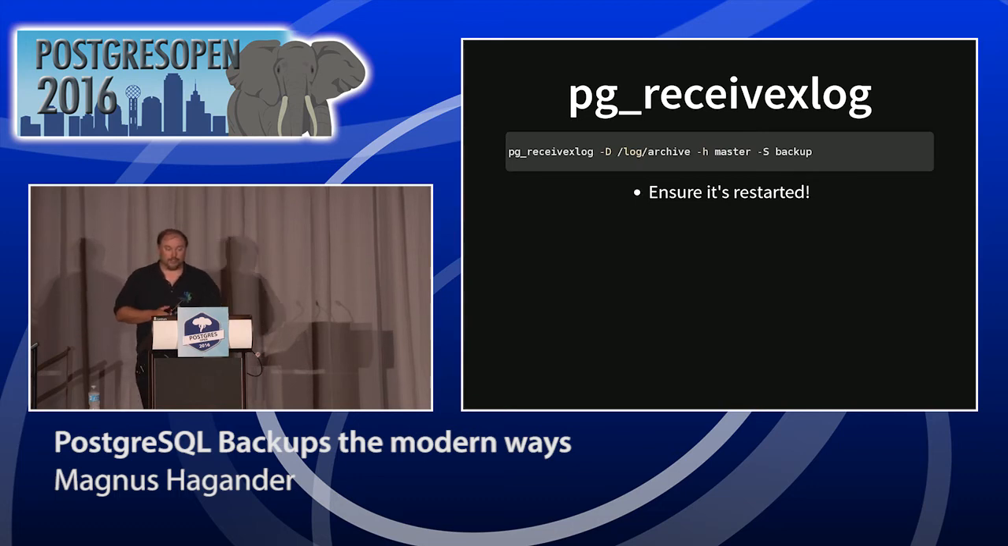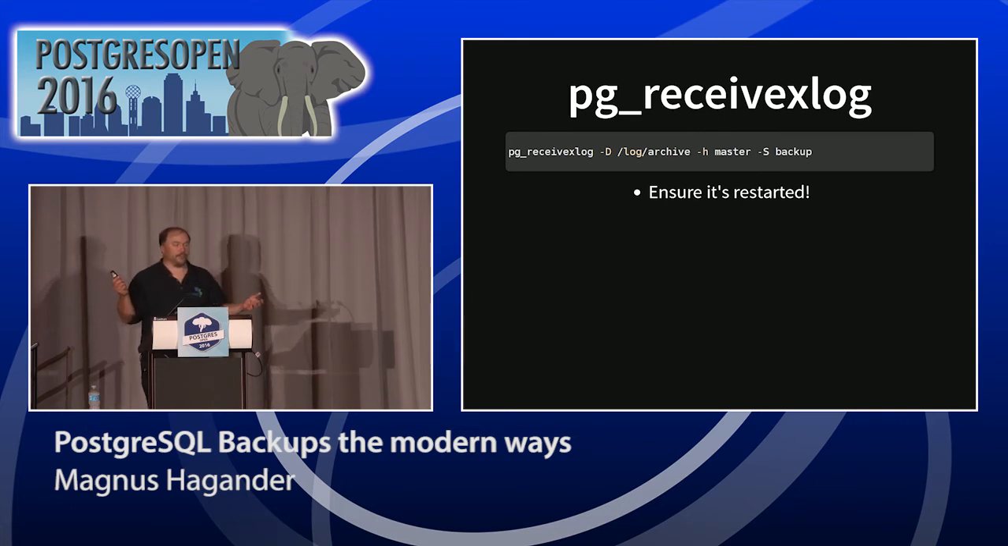Setting up pg_receivexlog, very simple. You say pg_receivexlog, you give it a directory. That is your log archive. You tell it where to connect to, which should always be over the network. And then you give it the name of the replication slot that you have created by running pg_receivexlog create slot.